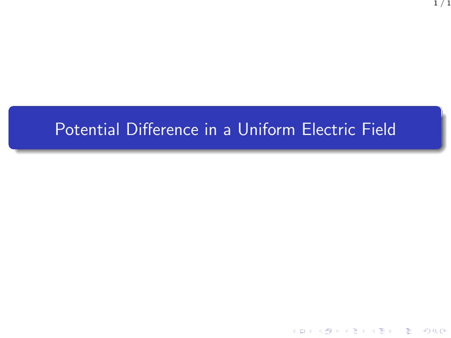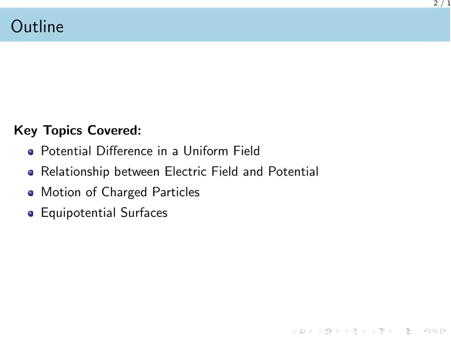Potential difference in a uniform electric field. In this session, we will explore the behavior of electric potential within a uniform electric field. We will start by defining the potential difference in these specific fields and examining the mathematical relationship between the electric field vector and the scalar potential.